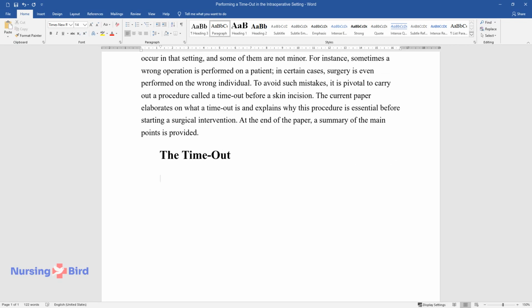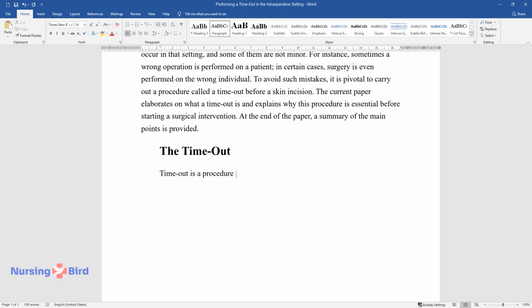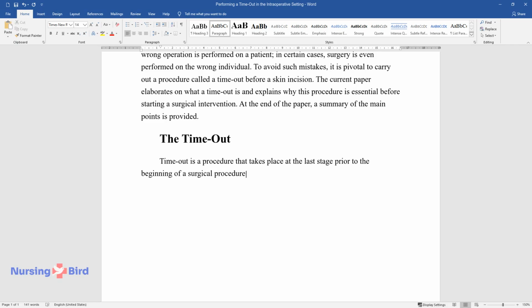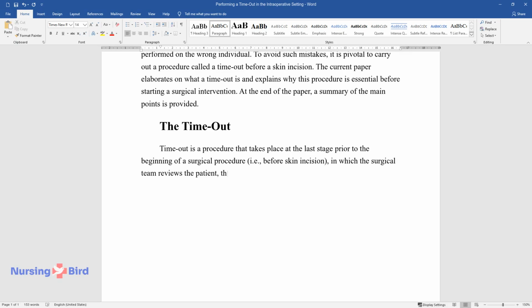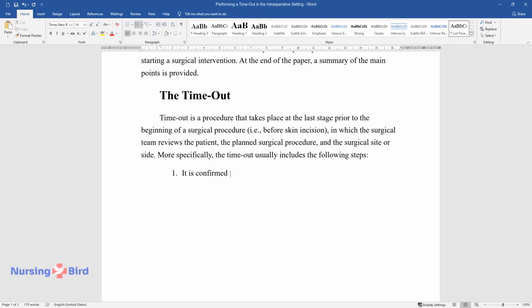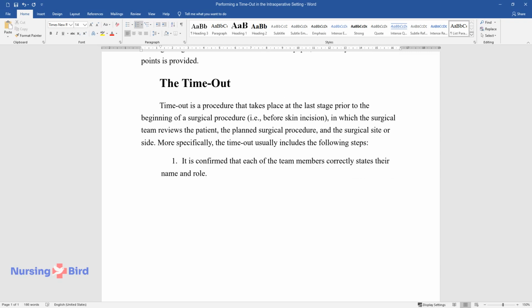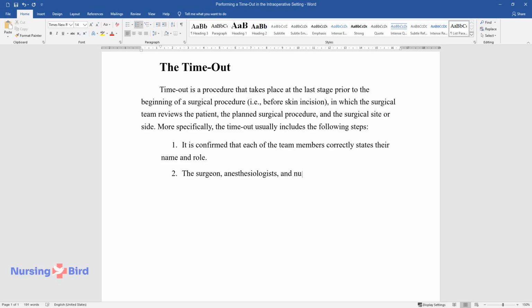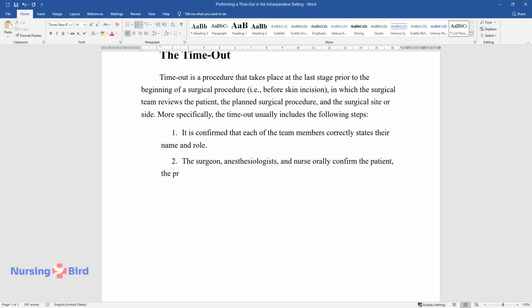The timeout. Timeout is a procedure that takes place at the last stage prior to the beginning of a surgical procedure, namely before skin incision, in which the surgical team reviews the patient, the planned surgical procedure, and the surgical site or side. More specifically, the timeout usually includes the following steps. It is confirmed that each of the team members correctly states their name and role. The surgeon, anesthesiologists, and nurse orally confirm the patient, the procedure, and the site at which the operation is needed.